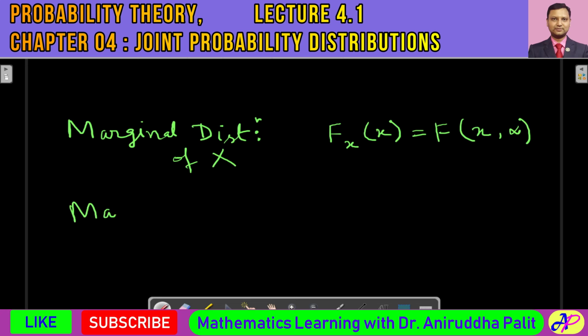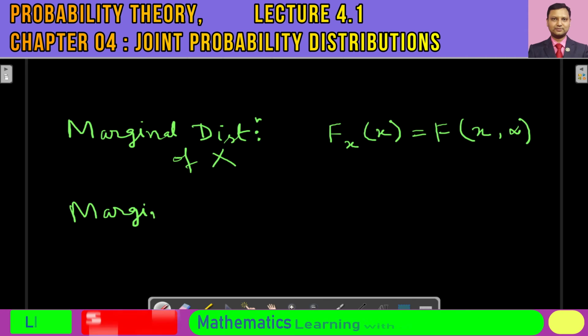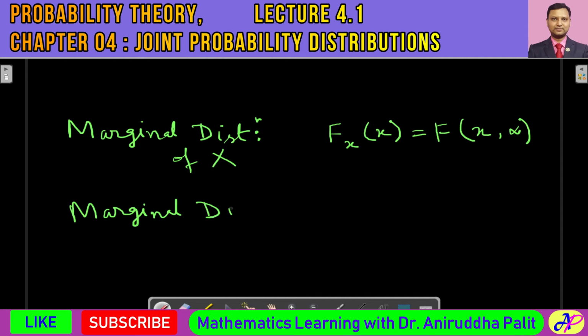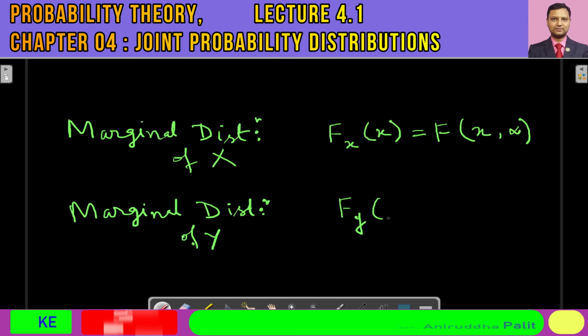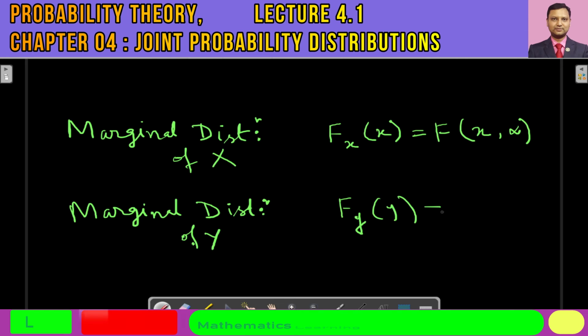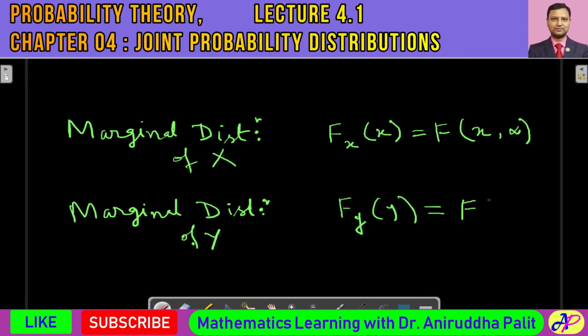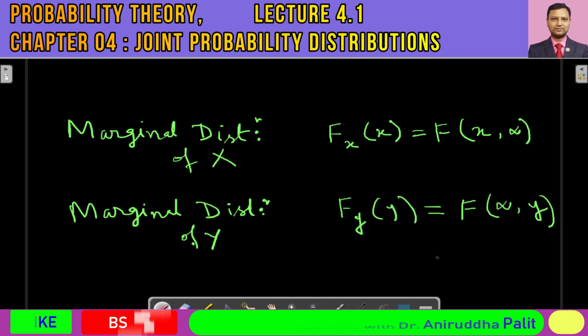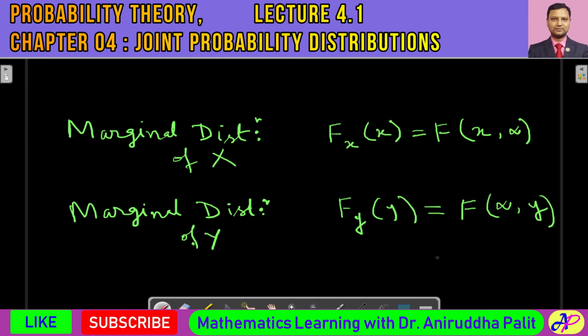Similarly, you can consider the marginal distribution of y, that is obtained by this kind of function f suffix y of y, and that is equal to f of infinity comma y. Alright, so this is the marginal distribution of y. Now, is it clear, everybody? Marginal distribution.